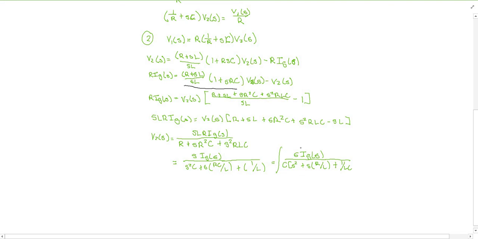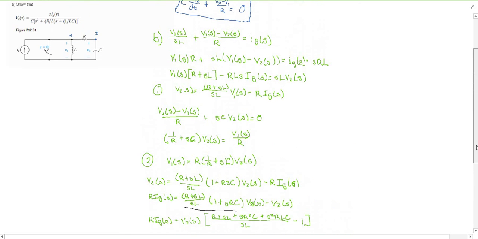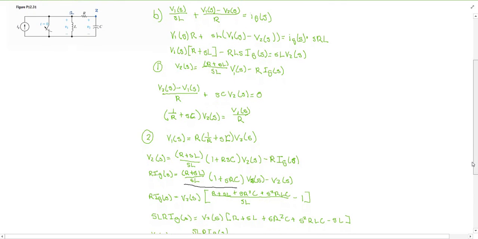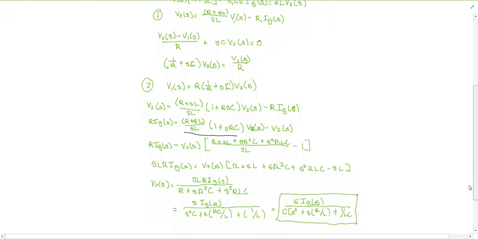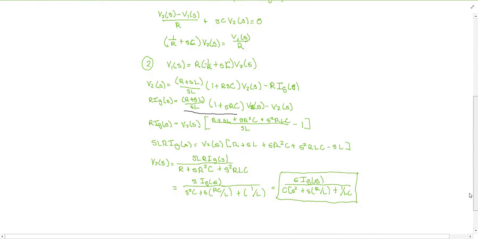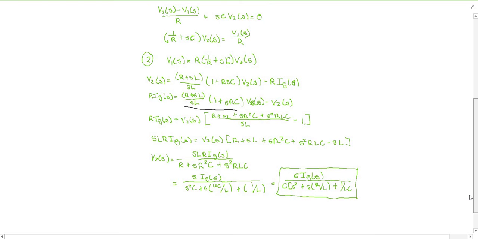So remember, you do node analysis in the S domain, and then for the second equation, you solve for V1, and you plug it into your first equation, and essentially just follow all the way through, and then keep on simplifying, and make sure that you have everything equal to V2, since that is what it was asking for.